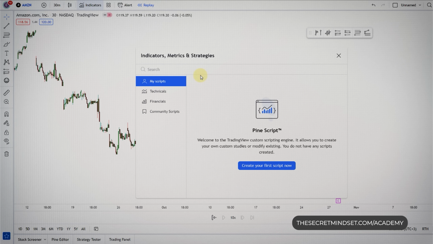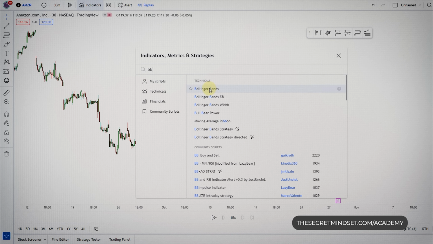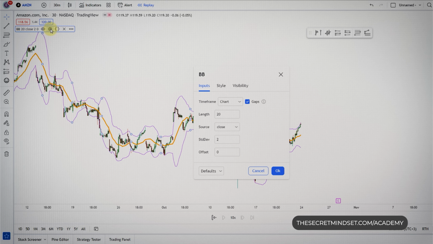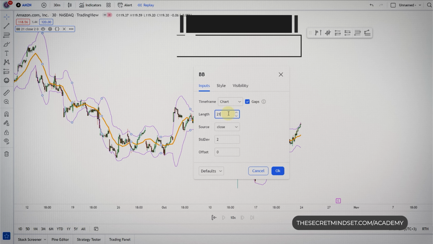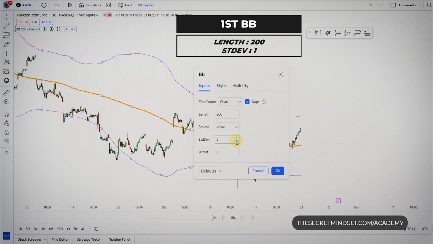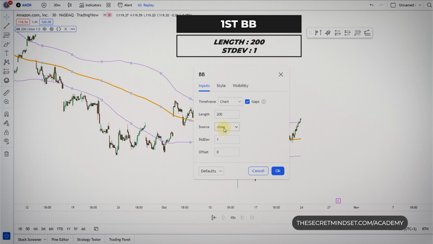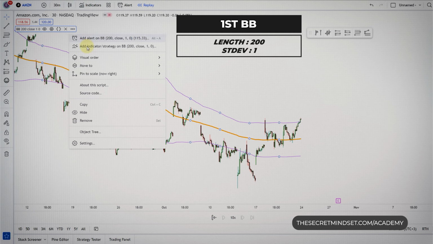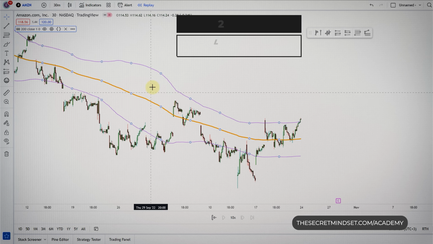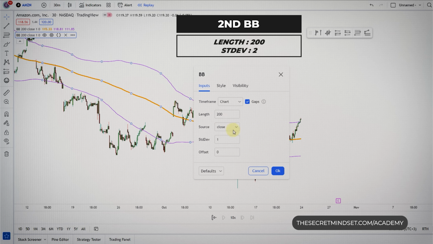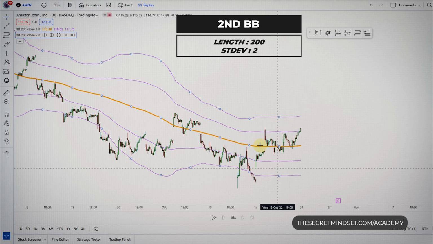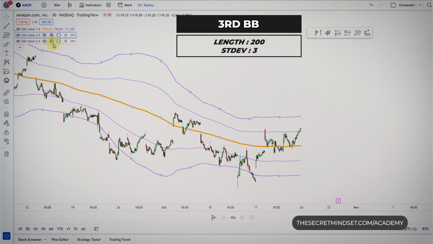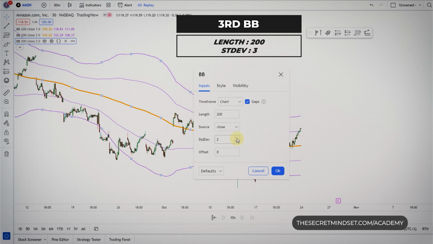Let's start with the setup of your chart. This may look weird at first. We'll use not one, not two, but three Bollinger Bands. The first Bollinger Bands indicator will have a period of 200 and a standard deviation of 1. The second one will have a period of 200 and a standard deviation of 2. And the third one, the same 200 period and a standard deviation of 3.